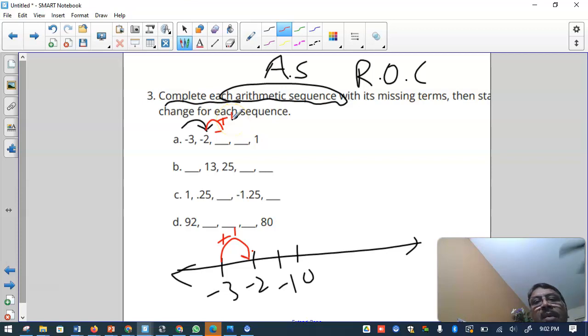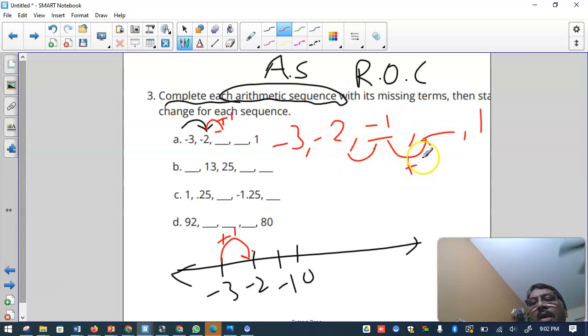So that means it's minus 3, then minus 2. So what goes right here? And you can see from here it has to be minus 1. Add plus 1 and you get 0. And then add again and you get the answer.